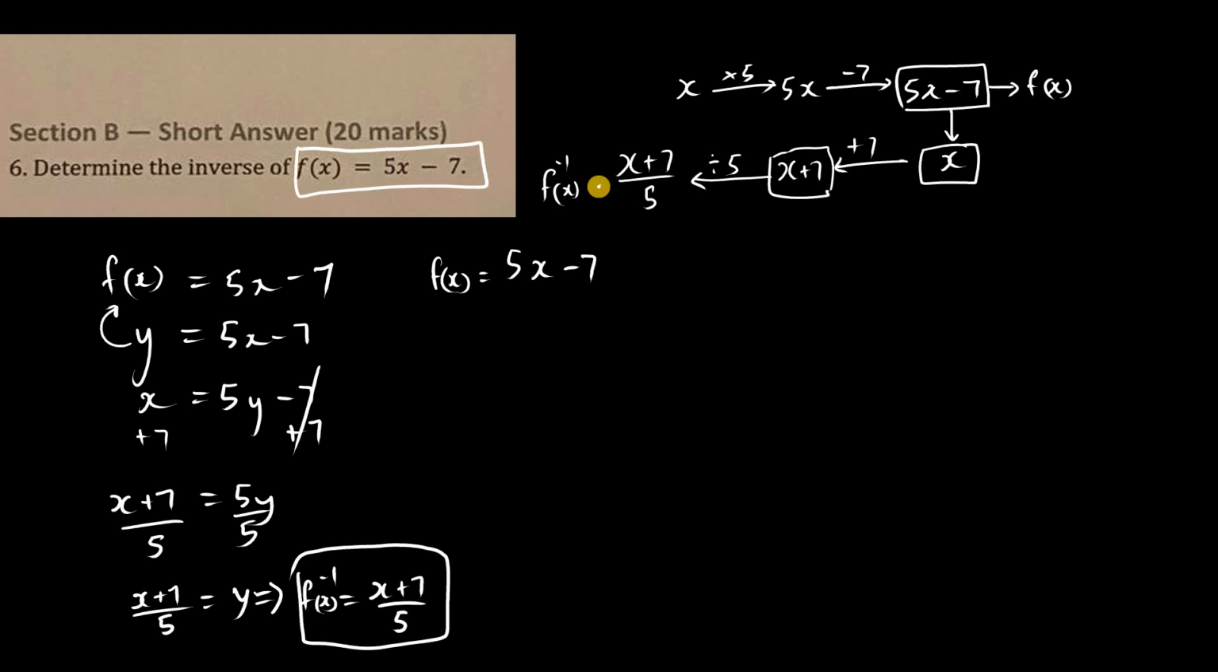Okay, so probably we can have it like that. We're seeing the same thing basically. So minus 7 becomes a plus 7, and multiplying by 5 becomes dividing by 5. Hopefully that was helpful.